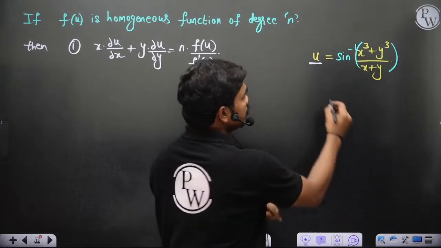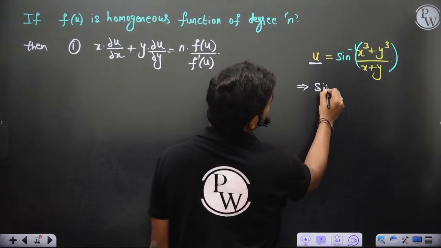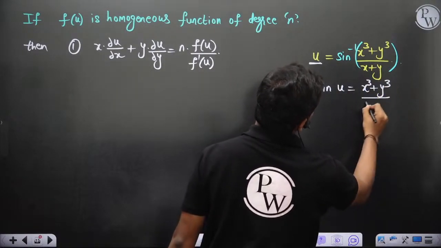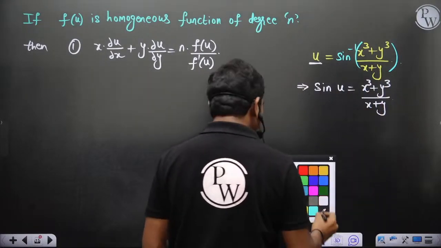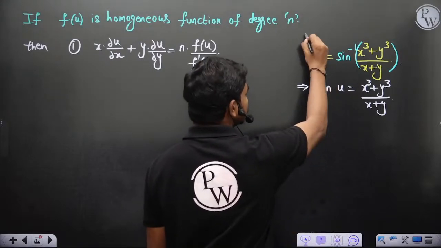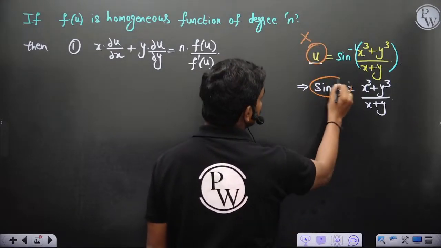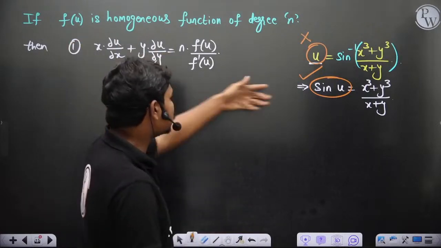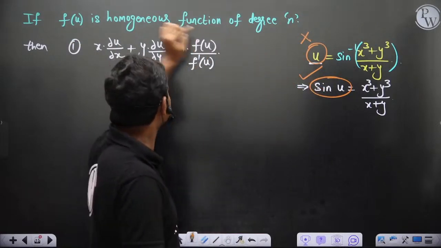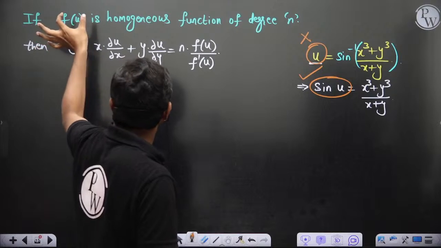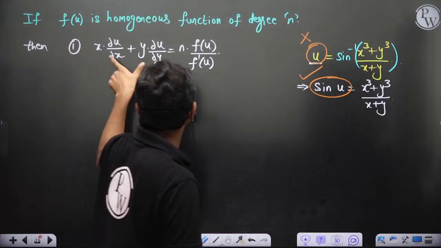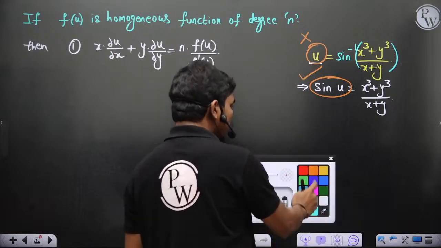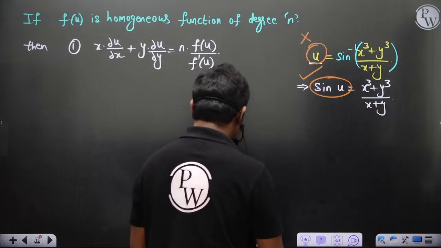But you can do one thing. You can define a function sine u which equals x cube plus y cube by x plus y. This u itself is not homogeneous, but sine u is homogeneous actually. So some function of u, here it is sine u, maybe cos u, tan u, whatever, is homogeneous. If that function is homogeneous, then this calculation is equal to n times f of u by f dash of u. Look, I would like to tell you one thing.